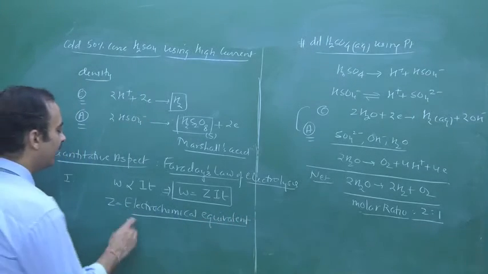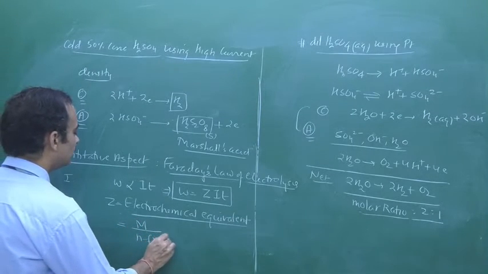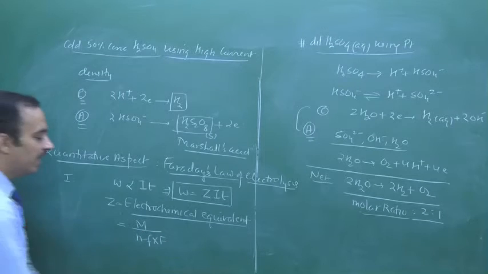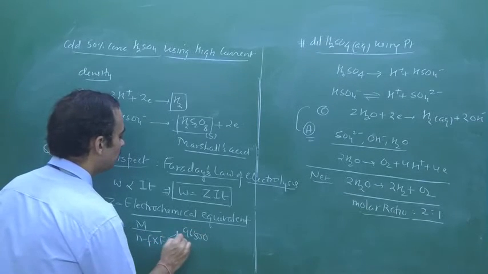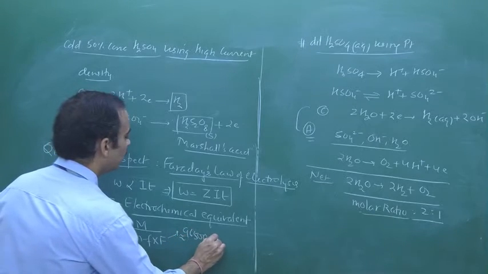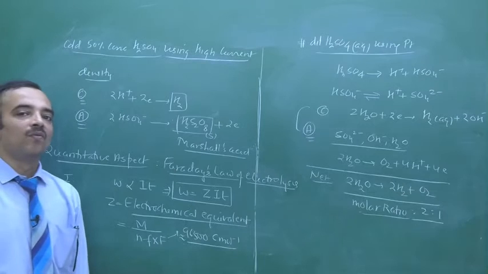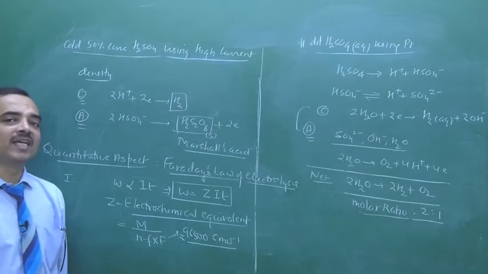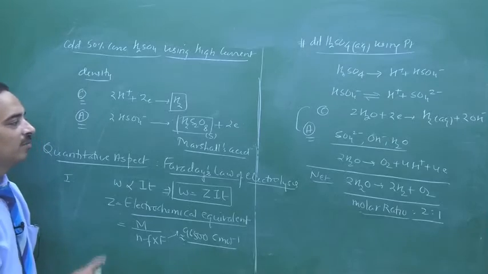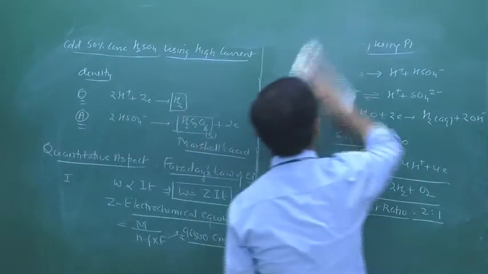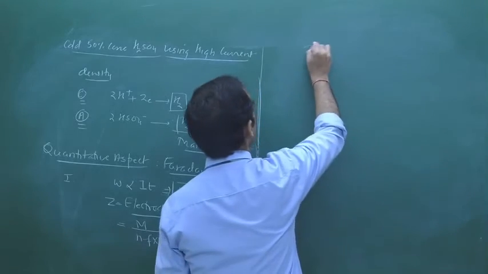Beta, you may calculate electrochemical equivalent by using this formula. What is F? F is Faraday's constant, 96500 approximately coulomb per mole. 1 Faraday is the charge carried by 1 mole of electron. Is it clear, beta? Now this is the first law of electrolysis. Second one.